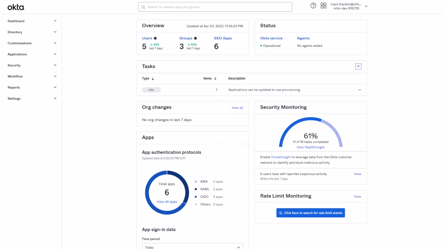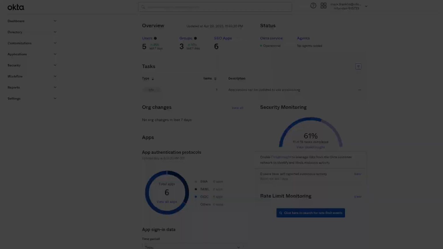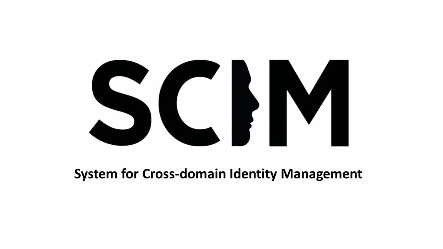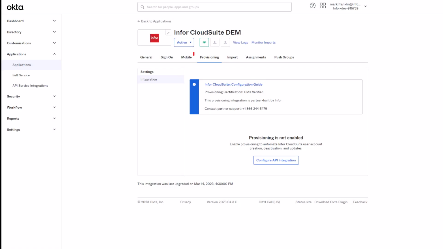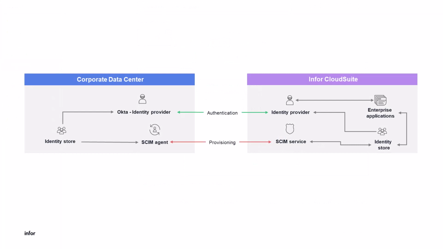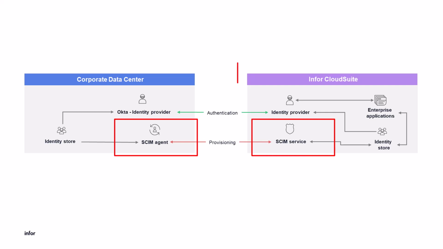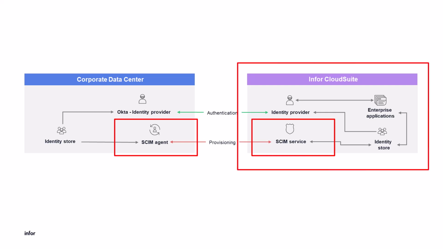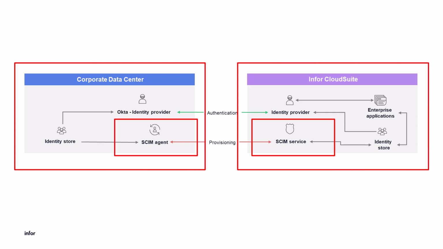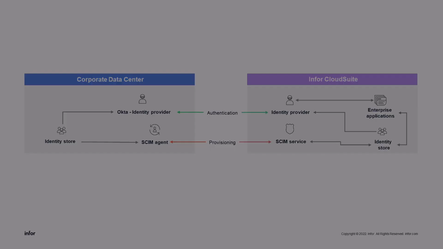Businesses may want to integrate with Okta's Identity Provider and use the SCIM, or System for Cross-Domain Identity Management, interface to automate and maintain user provisioning with their corporate sign-on credentials and setup on the Cloud Suite. Here's a diagram showing the high-level architecture of what will take place. Configuring the SCIM service and agent on the Infor Cloud Identity Provider with the corporate data center's Okta Identity Provider.